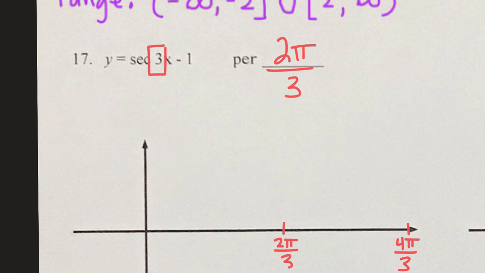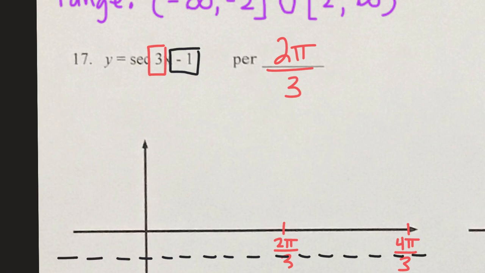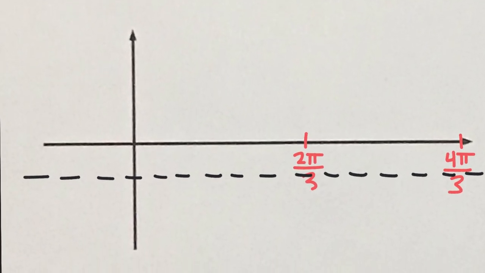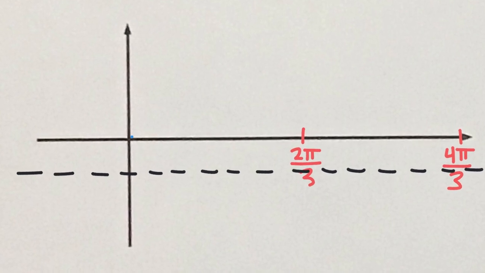Okay, so now we have to put in your vertical shift of down 1. Right, so we go down 1 and you put in a horizontally dashed line representing your midline. And now we have to think of the cosine graph. So this cosine has an amplitude of 1, which means it's 1 unit above and below your midline. So remember, cosine starts at a maximum.